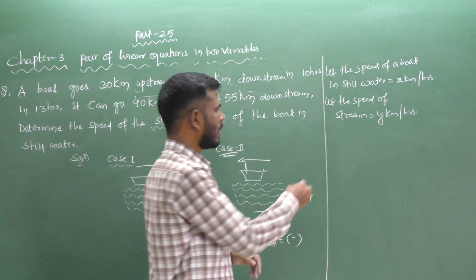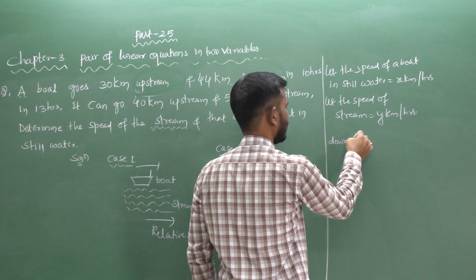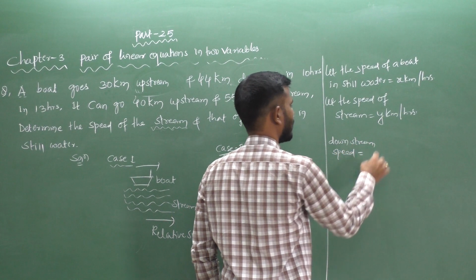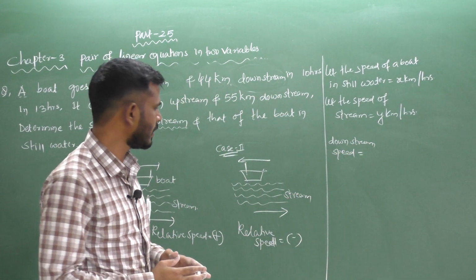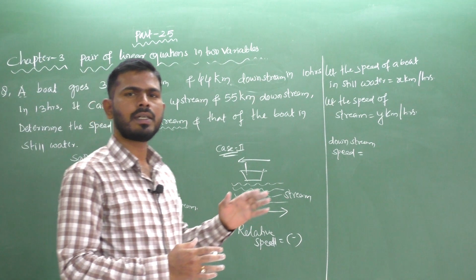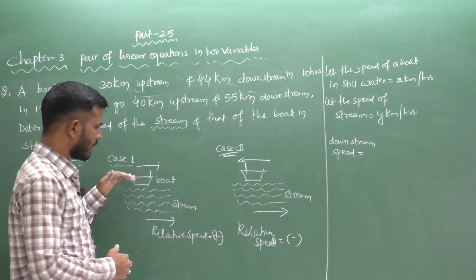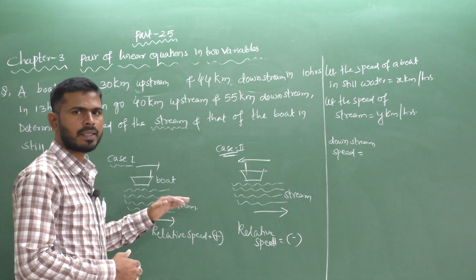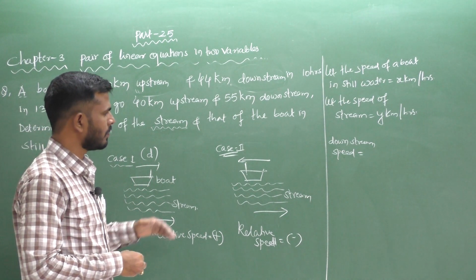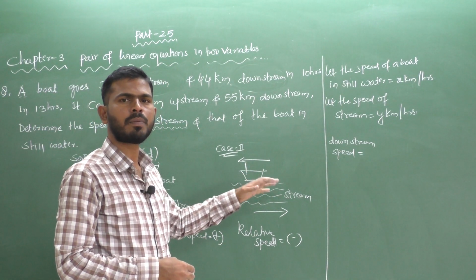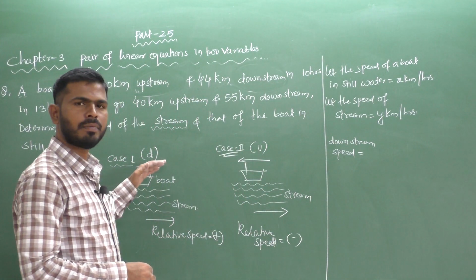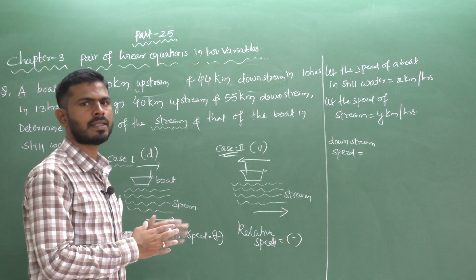What is the downstream speed? Which condition do you take as downstream and which condition as upstream? Let us discuss. Suppose the boat and stream are moving in the same direction, you can take that situation as downstream. If the boat and stream are moving in the opposite direction, you have to take that condition as upstream. You have to remember these two points, since they are very important.